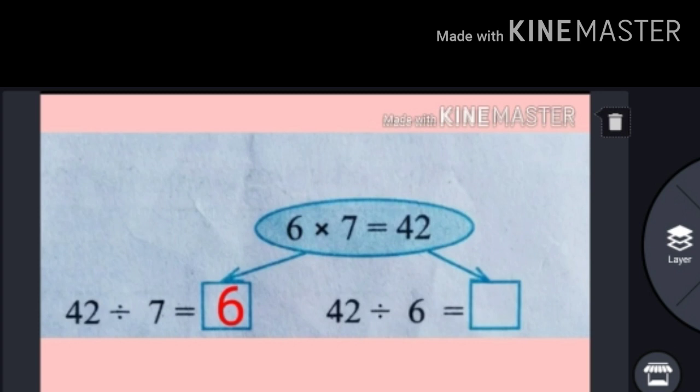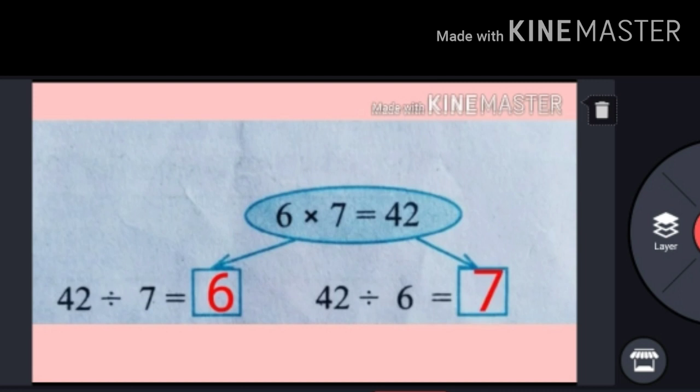In the next, given 42 divided by 6. So we have to say the table of 6 up to 42. So it will be 6 7s are 42. So therefore 42 divided by 6 is equal to 7.